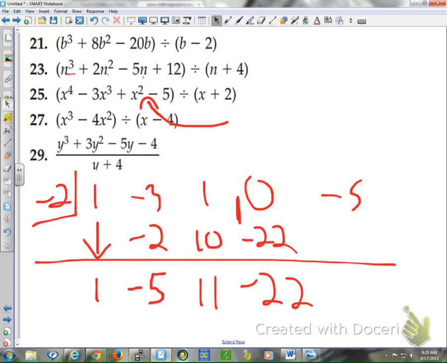Let me erase this before somebody sees it and gets confused. Okay, all right, then you multiply again. This one has a remainder. We got a number in the last spot. That's not a big deal. I'll show you how to deal with that.